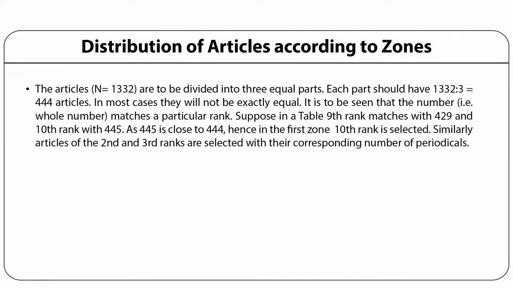The articles here, that is 1332, are to be divided into 3 equal parts. Each part should have 444 articles. In most cases, they will not be exactly equal. It is to be seen that the number, I mean the whole number, matches a particular rank.